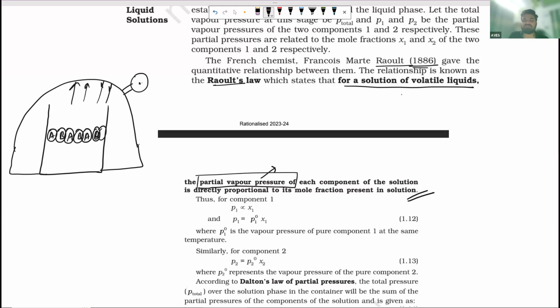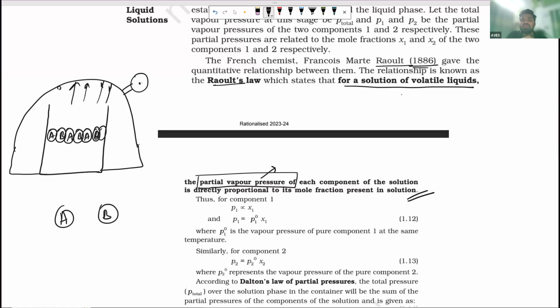In the vapor phase, the total pressure will be equal to the sum of the partial pressures. Not only a single gas is going to exert the pressure, both the liquids, because both are volatile, both can evaporate. Both will be converted into vapor. Are you getting my point? Yes, sir. A will also evaporate and B will also evaporate. Both the particles will hit this surface and will exert the pressure.